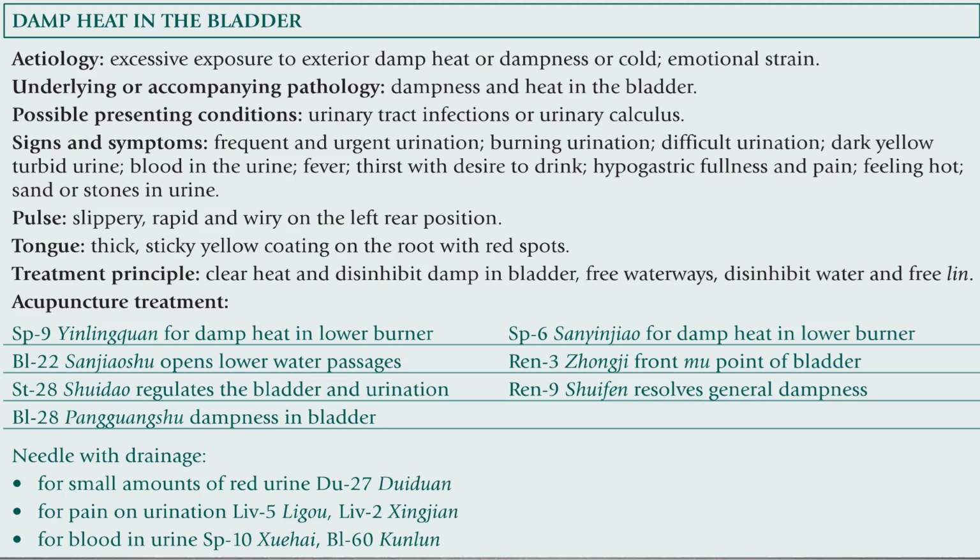Needle with drainage: for small amount of red in the urine, we use DU 27. For pain in the urination, we use Liver 5, Liver 2. For blood in the urine, we use Spleen 10 and Bladder 60.